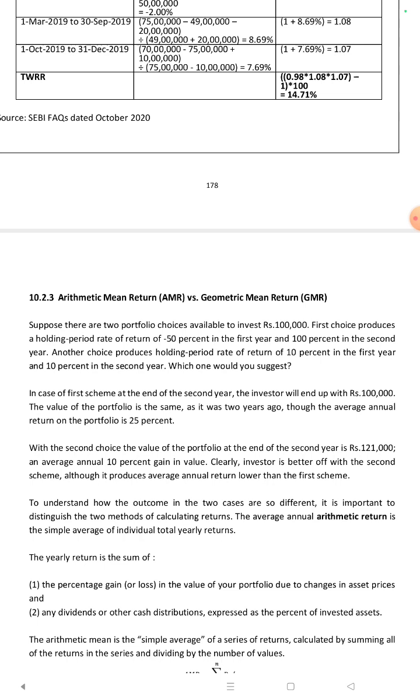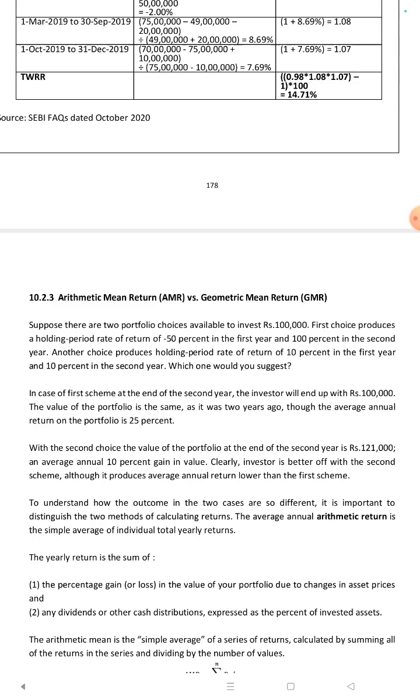Arithmetic mean return (AMR) versus geometric rate of return. Suppose there are two portfolio choices available to invest 1 lakh. The first choice produces a holding period rate of return of minus 50% in the first year and 100% in the second year. Another choice produces a holding period rate of return of 10% in the first year and 10% in the second year. Which one would you suggest?